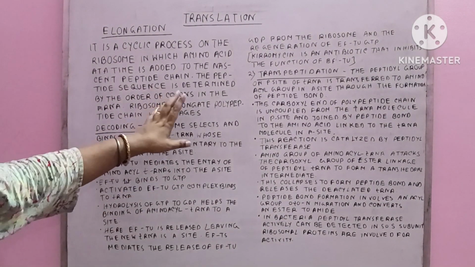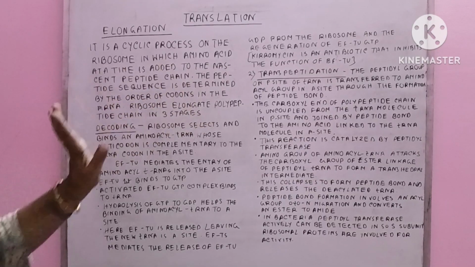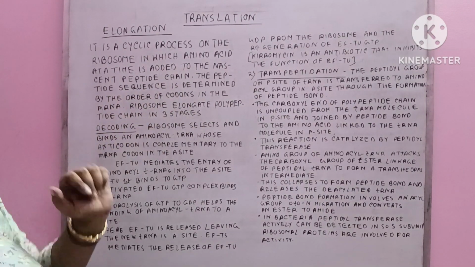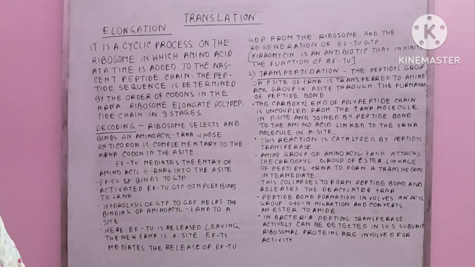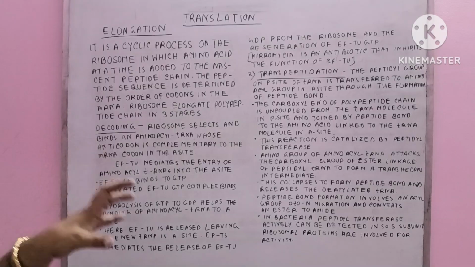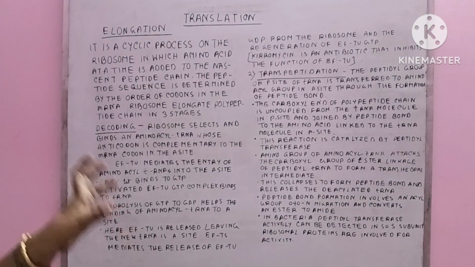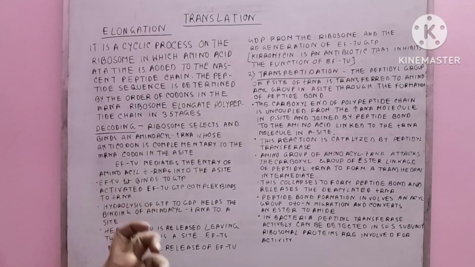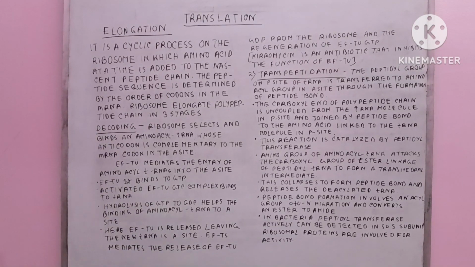So how are the peptide sequences determined? The peptide sequence is determined by the order of codons. How the codons are arranged sequentially, in that way these are determined, and then the attachment of the codons with each other to form the peptide chain.